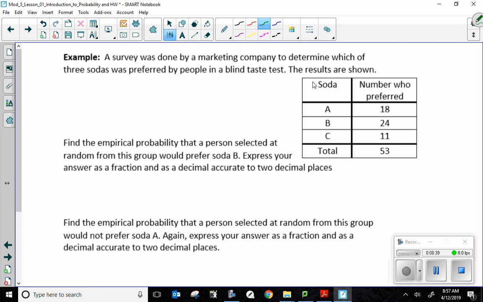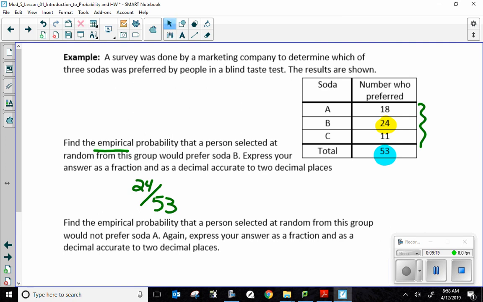Find the empirical probability, that means we're using our data, that a person selected at random from this group would prefer soda B. Express your answer as a fraction and as a decimal accurate to 2 decimal places. So, they want to know, out of all these people, this is the total, how many people prefer B? These are the people that prefer B. So my fraction is literally 24 out of the 53 people they asked preferred soda B. So now there's our fraction.